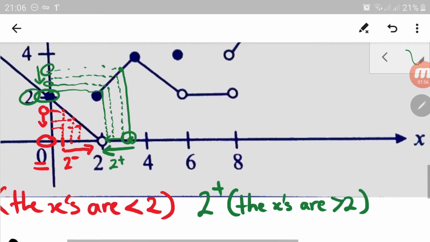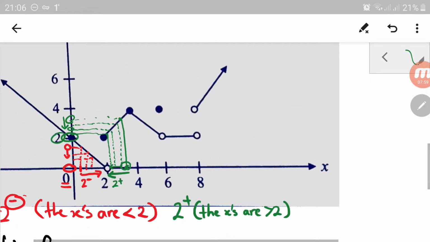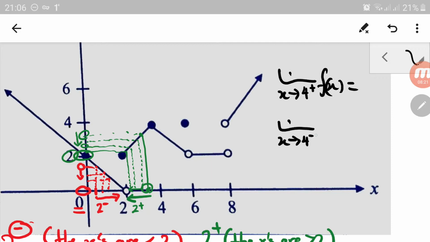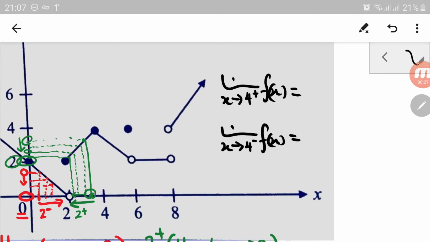Okay, now maybe from this function you want to find the limit of f(x) as x approaches 4 from the right, and then the limit as x approaches 4 from the left. Sorry, I didn't write it according to the way I say it. Let's do the first one, or maybe you want to do it first, and then you pause this video and check your answer with me.